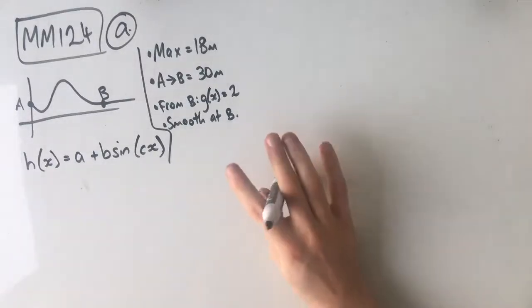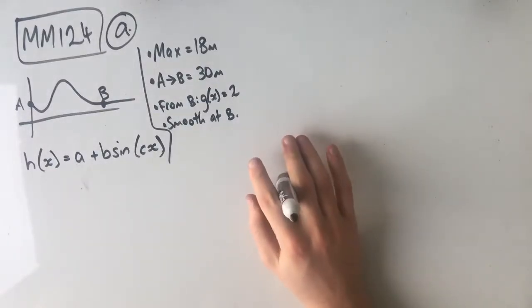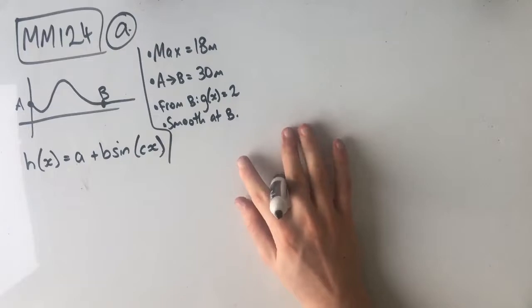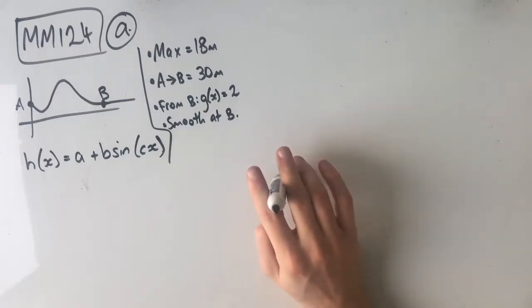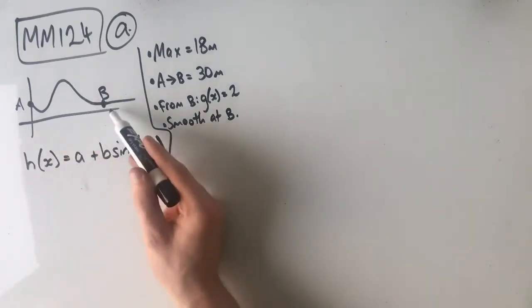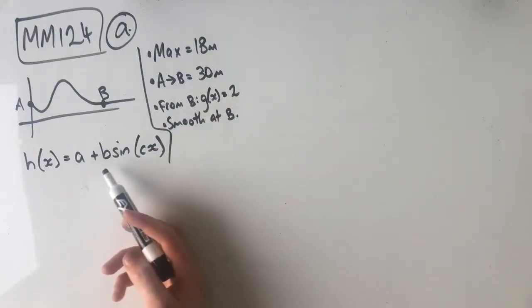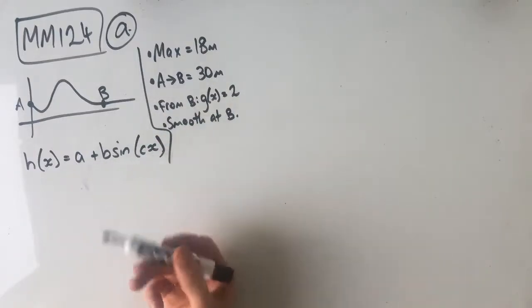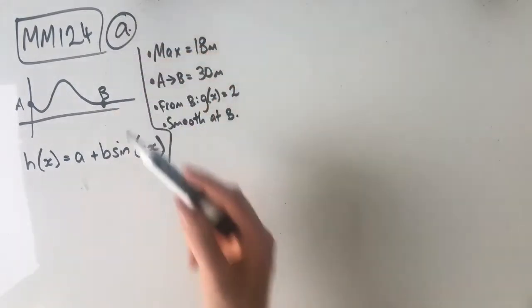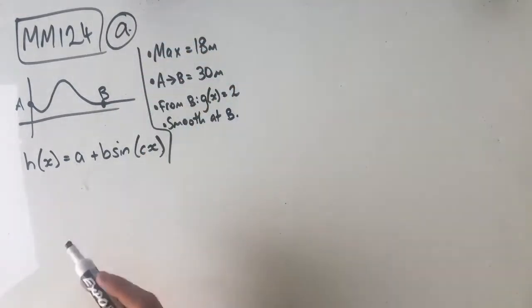Hey guys, this is question MM124 of the Maths Methods Fortify study guide. So we've got this question that gives us a roller coaster track between A and B, and this little bit on the end, and it's modeled by the function h of x equals a plus b sine of cx. Now our first task in part A is to find the values of a, b, and c.